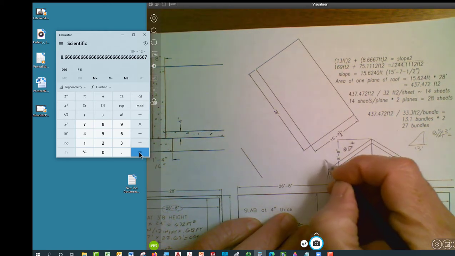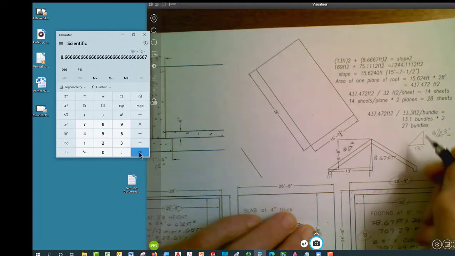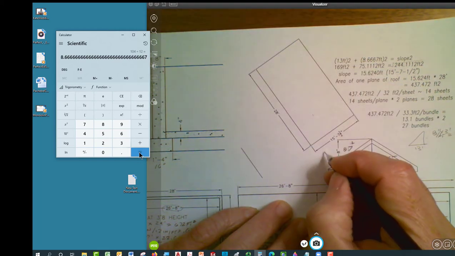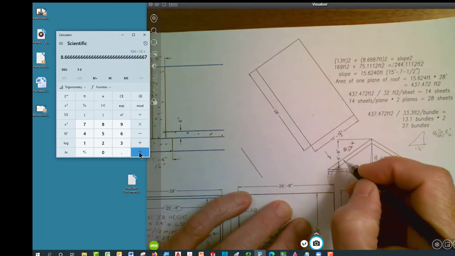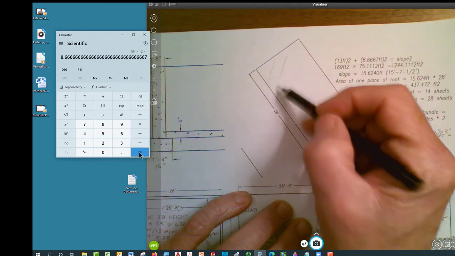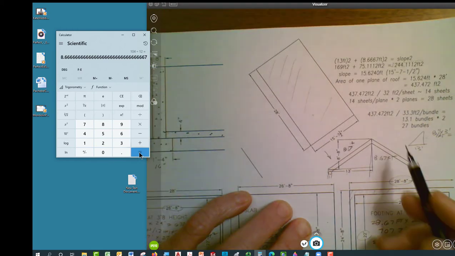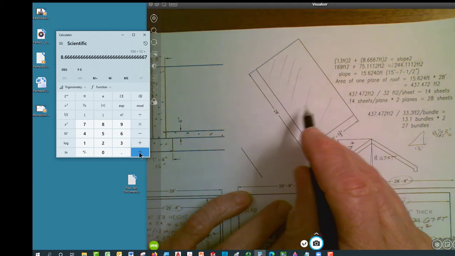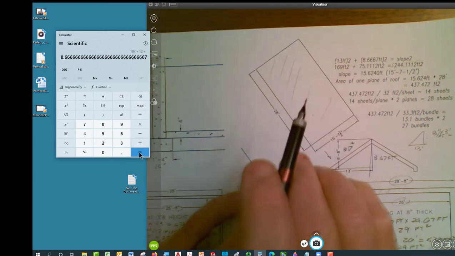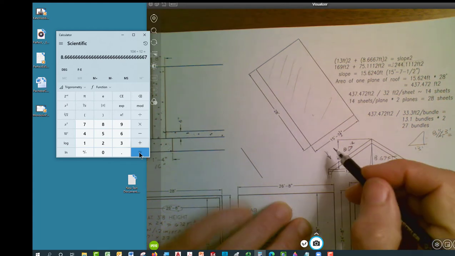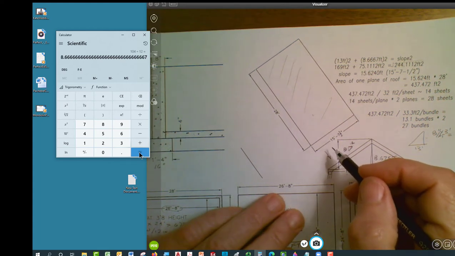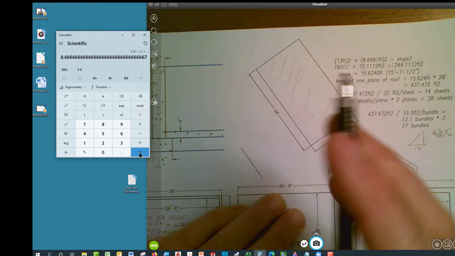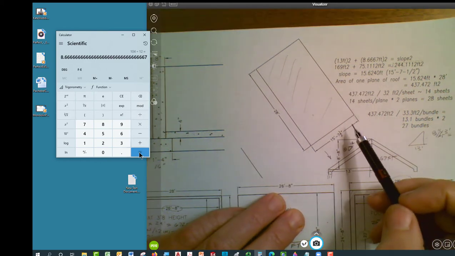We've just created an auxiliary view. That's what that is right there, looking straight down at the roof. So if we're looking at the roof like that, 90 degrees down, that's the area of one roof panel. There's one here, and there's another one over here. So when we calculate this and come up with that area, we can use that to determine the number of sheets we need, and we can use that to determine the number of shingles we need. Then we have to double it because there's two roof planes.